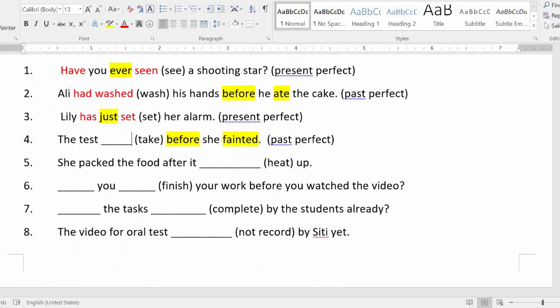Okay, go back to our sentence. So your answer should be "had been taken." PP should be "taken." The answer: had been taken.